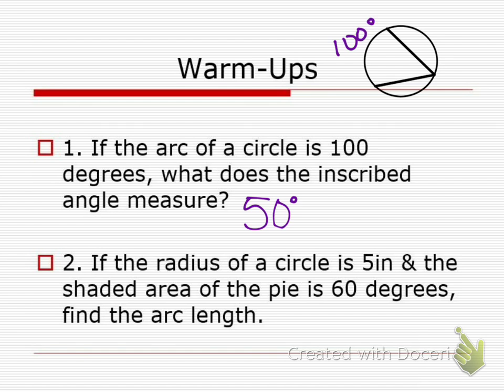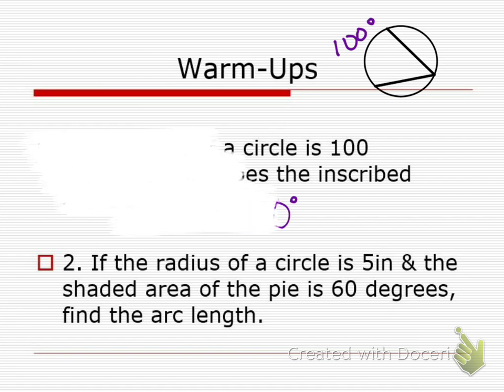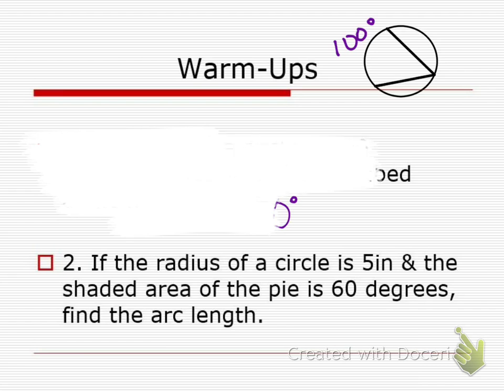All right, it will also help if we draw a picture for number 2. If the radius of a circle is 5 inches and the shaded area of the pie is 60 degrees, find the arc length. This is something we haven't done in a little bit. So I'm going to draw a picture up here to help us out with it.